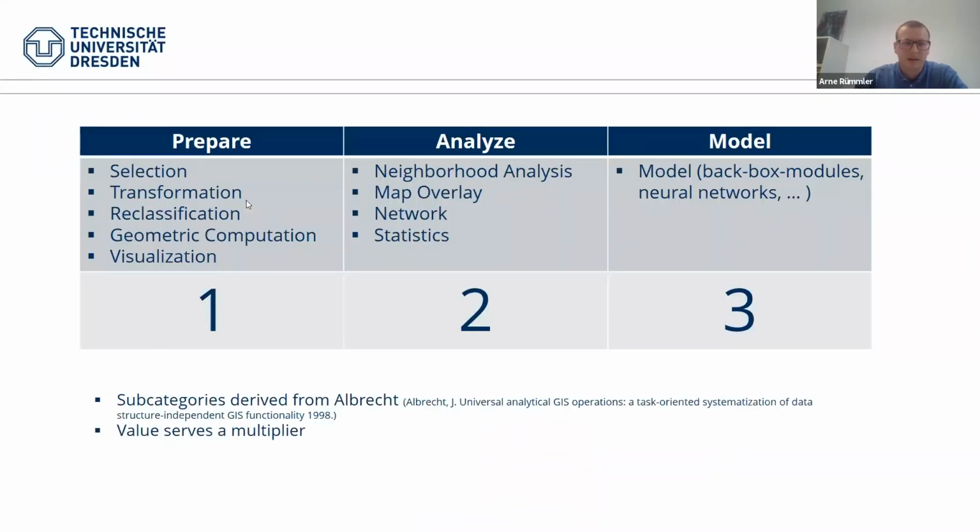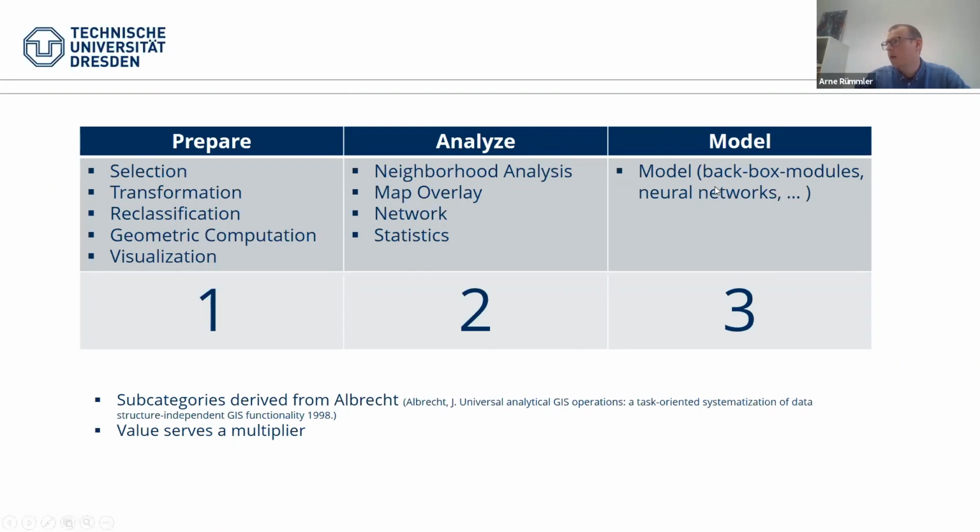On this slide, we again see those 3 levels. So we have prepare, analyze, and model. And below the levels, we find the categories that we use to tag our processes. The first 2 groups, prepare and analyze, have categories derived from Albrecht. Those categories are laid out in a way so that we can basically take any geospatial operation and match it to one of those categories. And the last category, model, is there to account for any black box models or neural networks that we can't break down into smaller parts.